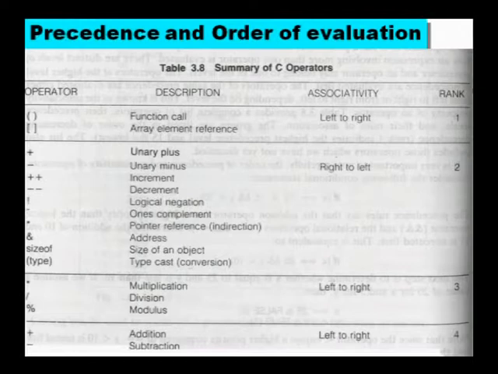Next set of operators is multiplication, division, and modulus, which have the third rank, and they will be evaluated from left to right. Next comes addition and subtraction. They are different from unary plus and unary minus. Again the associativity is left to right and the rank is 4th. So after multiplication and division comes addition and subtraction.